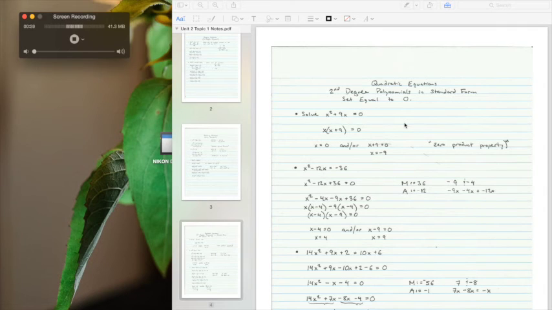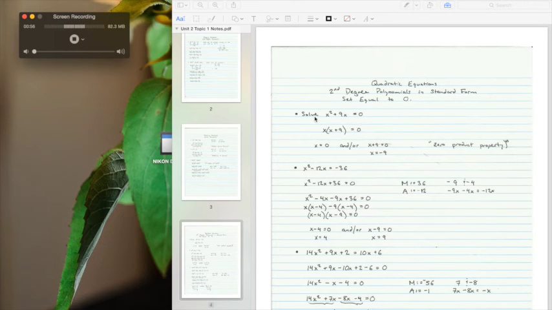So up until now, we've just looked at quadratic polynomials. There were no equal signs in the original expression, but now we're going to look at quadratic equations. So quadratic equations are 2nd degree polynomials that are in standard form and set equal to 0. That's the equation part. So this first example of a quadratic equation is x squared plus 9x equals 0.